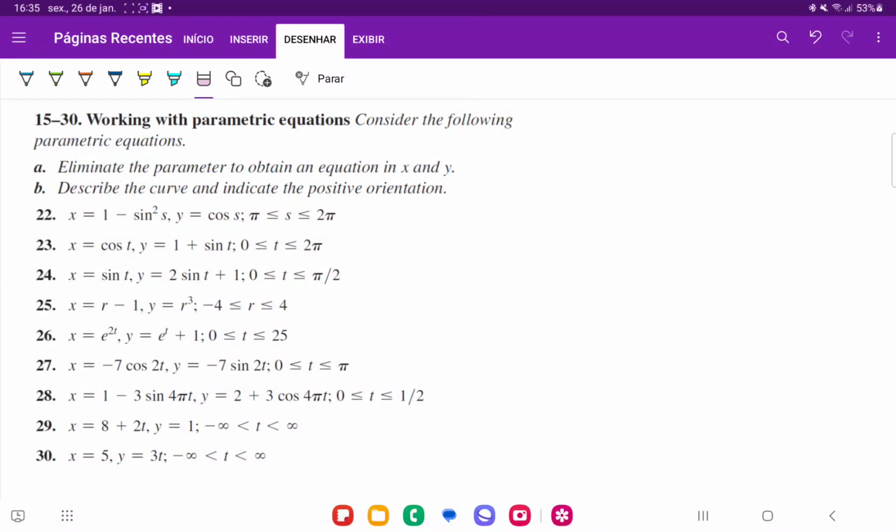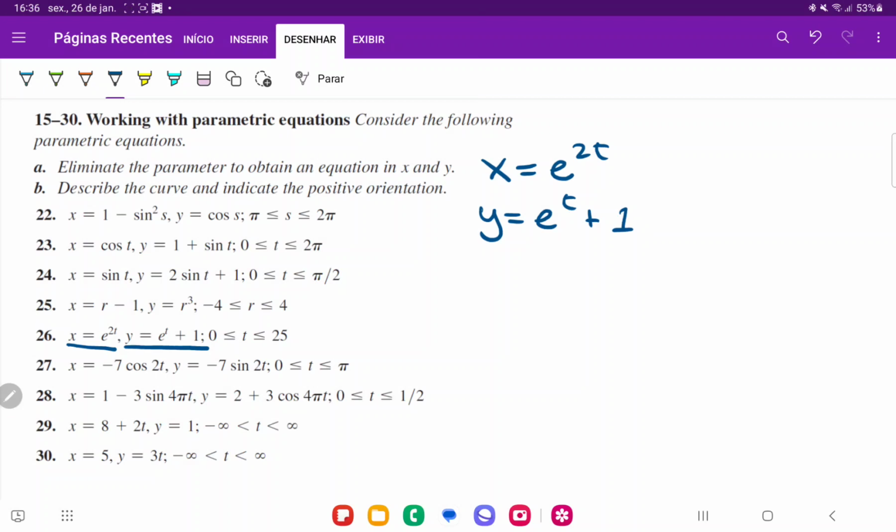So for problem 26, we want to eliminate the parameter to obtain an equation in x and y. So we're given these two equations here. x is equal to e to the 2t, and y is equal to e to the t plus 1. And we want to eliminate the parameter t to just get x and y. Well, there are several ways to do this.